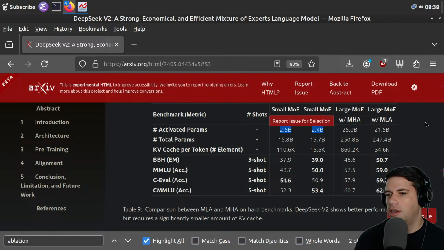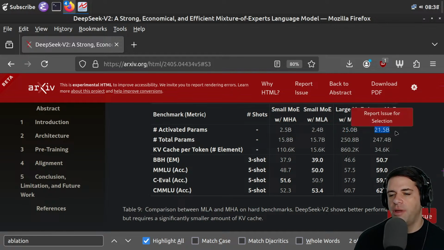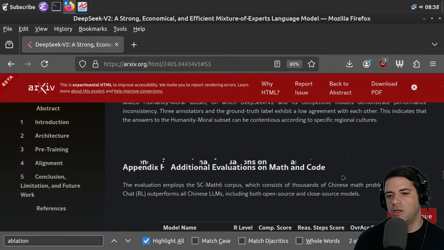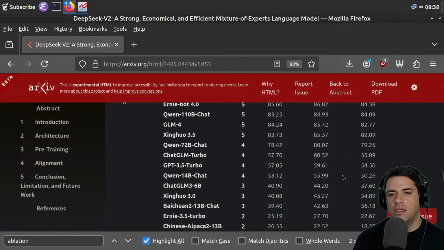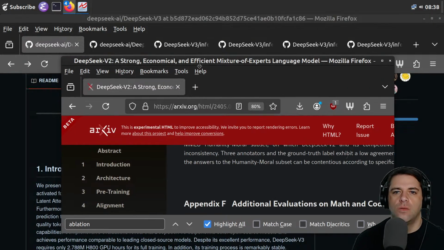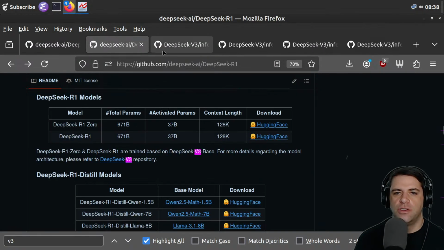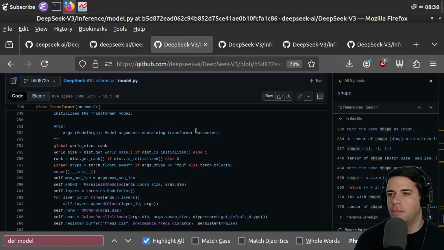I think we want large. Oh, no, this is just a mixture of expert sizes. So there are fewer activated parameters with the compressed MLA versus the original MHA, and fewer total parameters. Cache size is significantly smaller, and they do better on benchmarks. So this seems like a really good thing. So with all that in mind, let's go back to the inference and see if we can see some of what they're doing there.